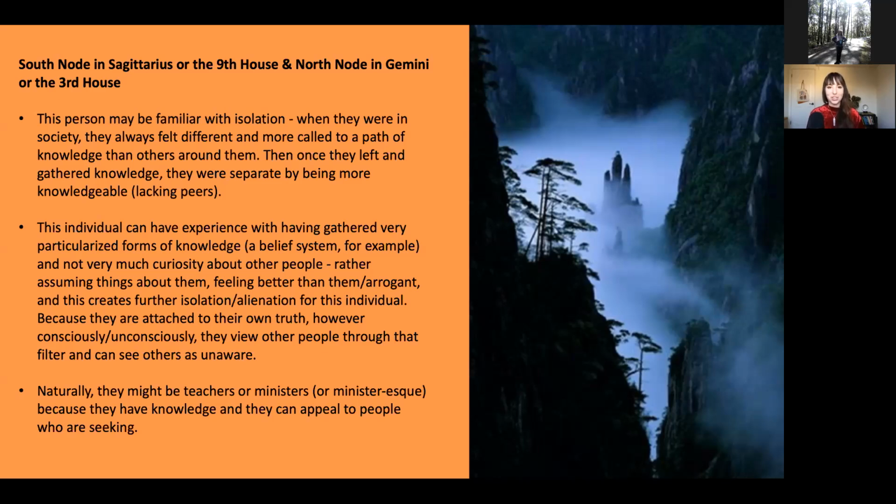and not very much curiosity sometimes about other people, rather assuming things about them from that specific lens that they've come here with. So this can relate to feeling better than them or arrogant, and then this creates even further isolation and alienation for this individual because they are attached to their own truth. However, consciously or unconsciously, they can view other people through that filter and just see other people as not as aware and not as awake.